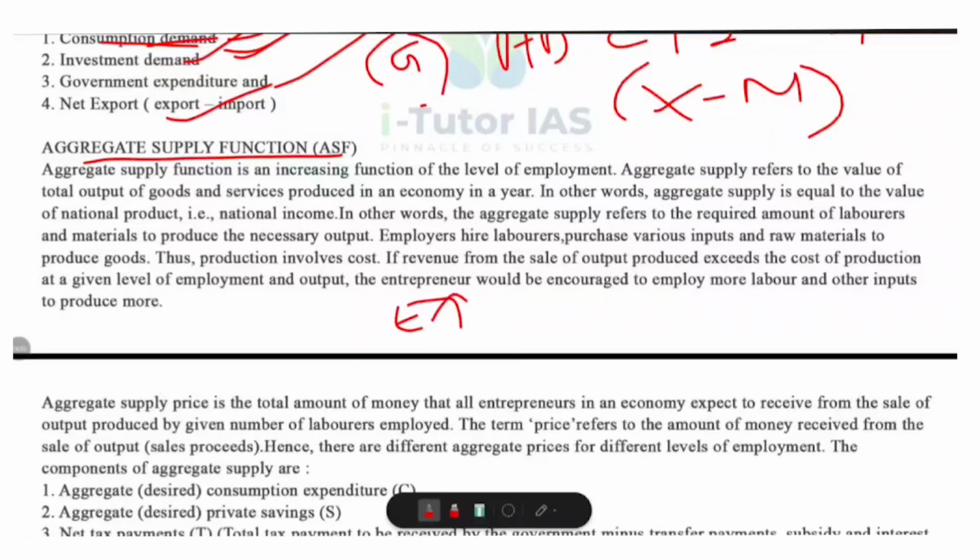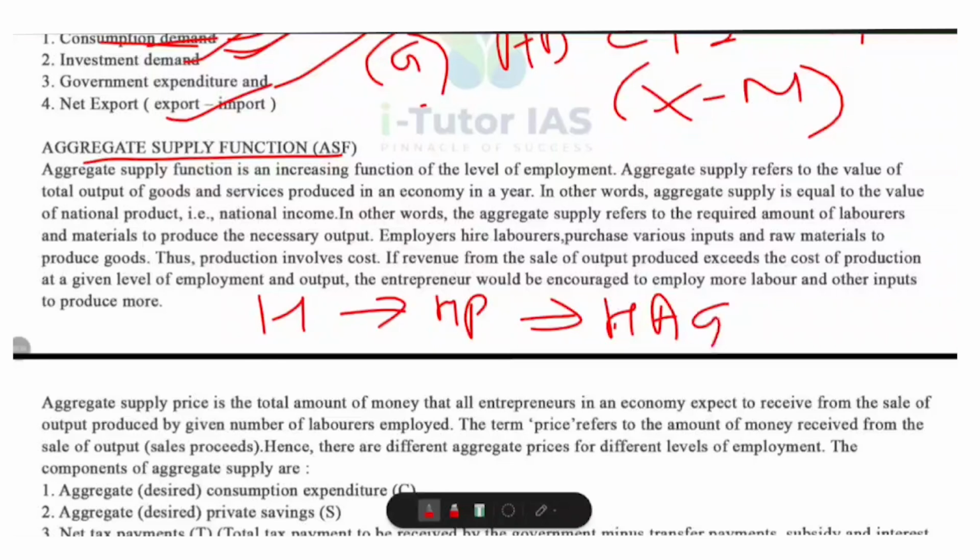I will explain to you. To produce goods, employers hire laborers, right? And also purchase inputs and raw materials. Then production cost involves wages, rent, raw materials and so on. If the revenue from selling goods is greater than the cost of production, the entrepreneur will be motivated to employ more laborers, purchase more inputs, then produce more output and so on. So higher employment leads to higher production and it will lead to higher aggregate supply.